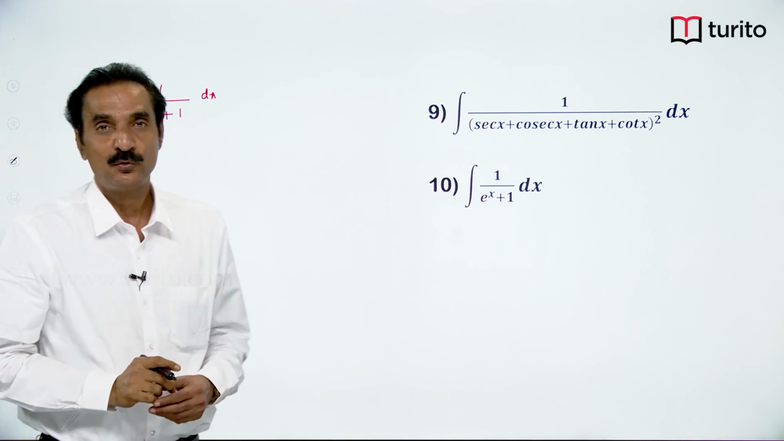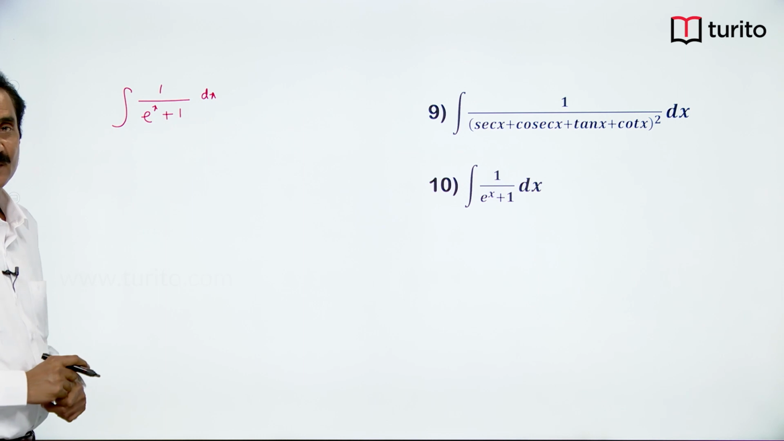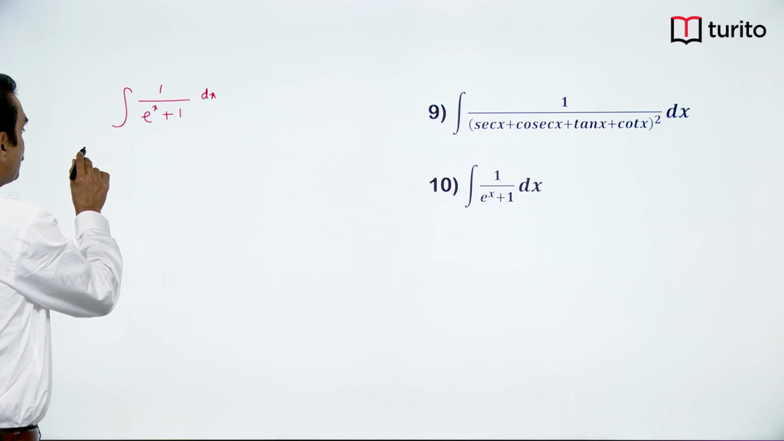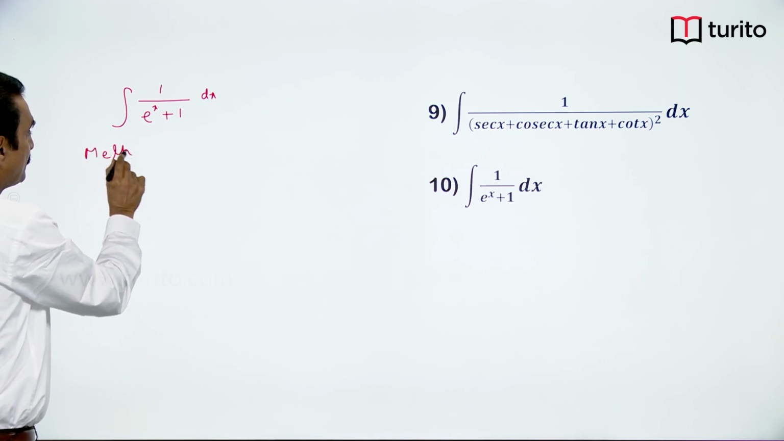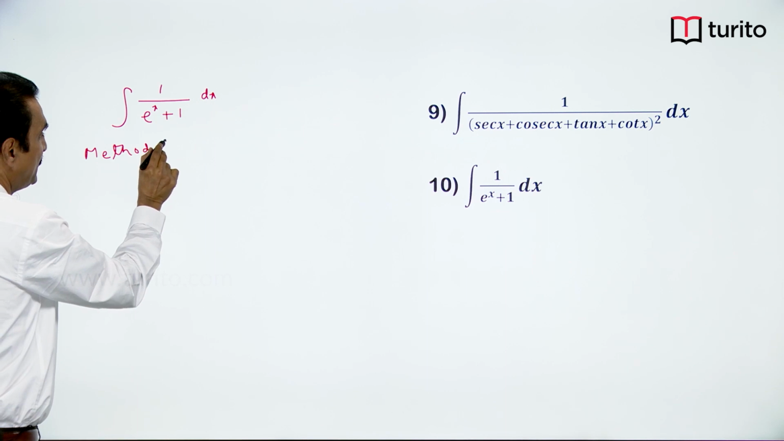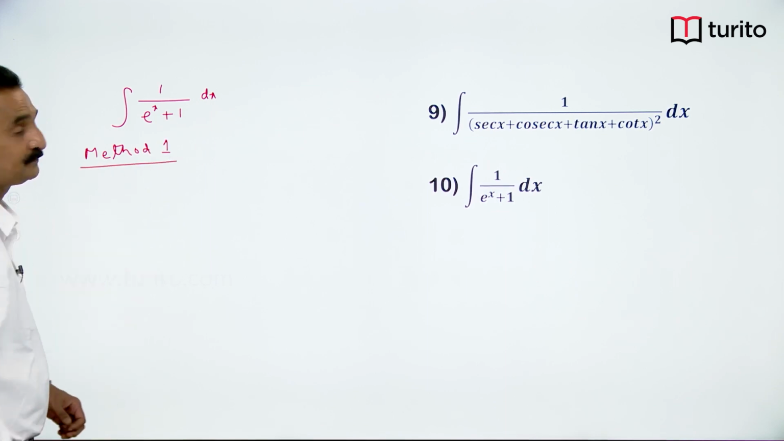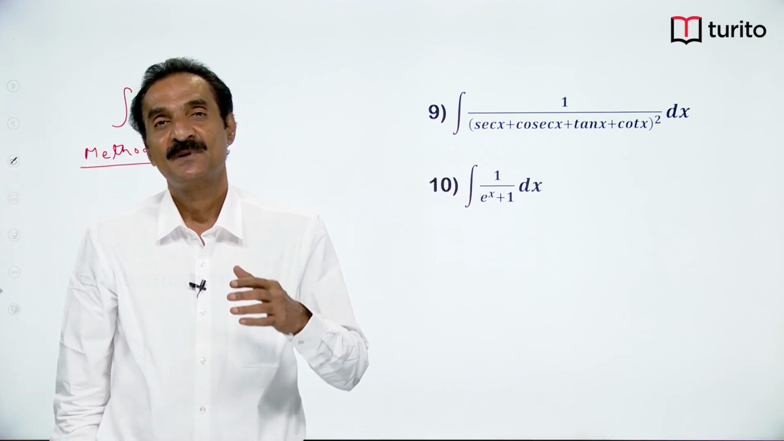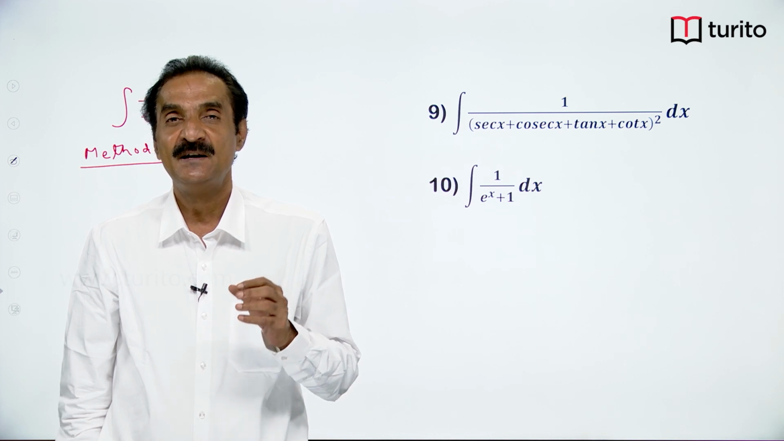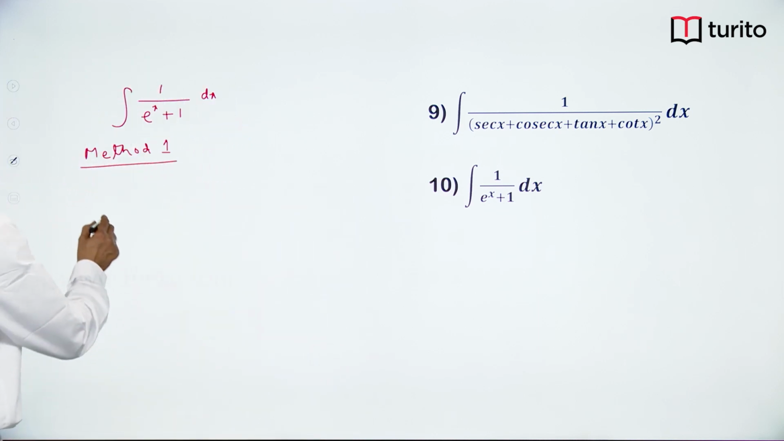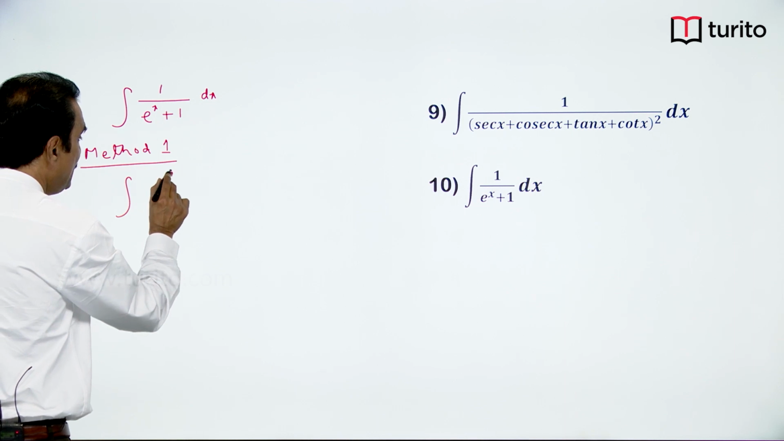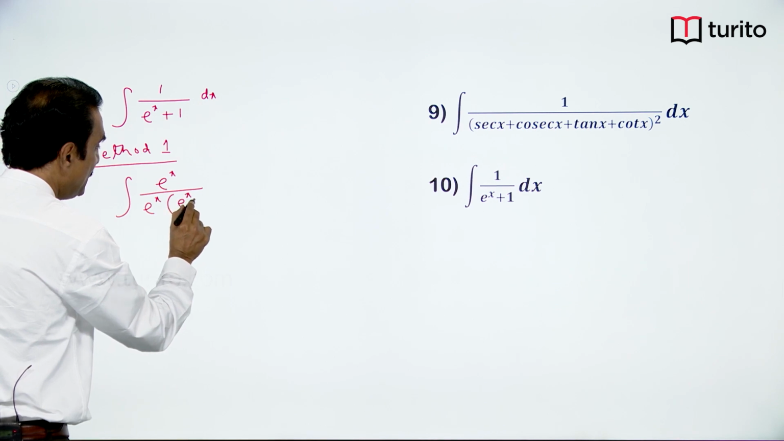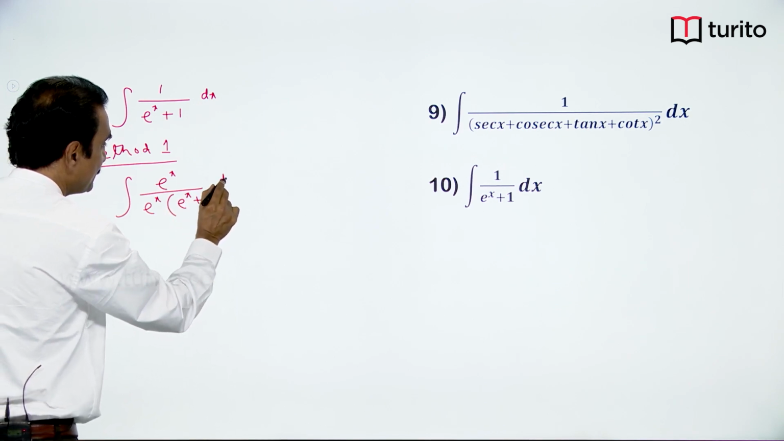I will explain 2 or 3 methods for this question. In method 1, since the derivative of e power x is e power x, we will multiply and divide by e power x. It becomes e power x by e power x into e power x plus 1 dx.